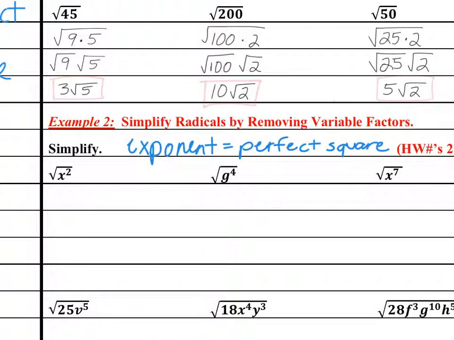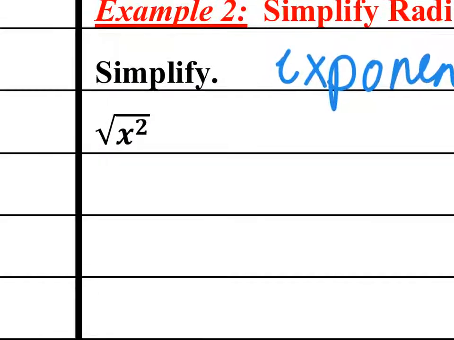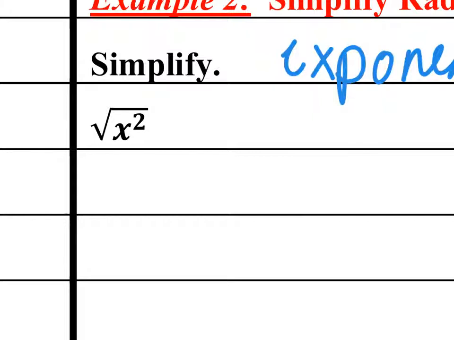So you would have to think about what times itself gives me that. So x squared is a perfect square. Guys, what times what gives me x squared? X times x, right? X to the first times x to the first. So this is just equal to x, because x to the first times x to the first equals x squared.